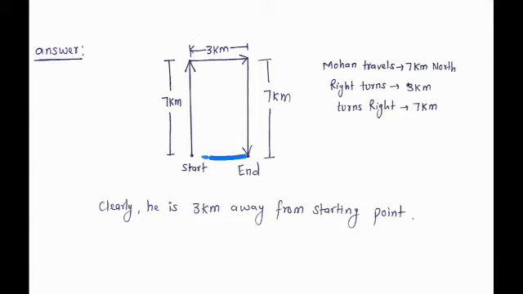Okay. So now you can clearly see how far is he from the starting point? He is 3 kilometers away from the starting point. Okay. I hope this question is also clear to everyone. This was a similar question to the previous one. Now we are moving to the next question.